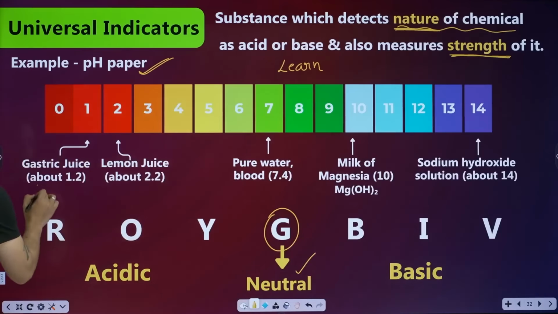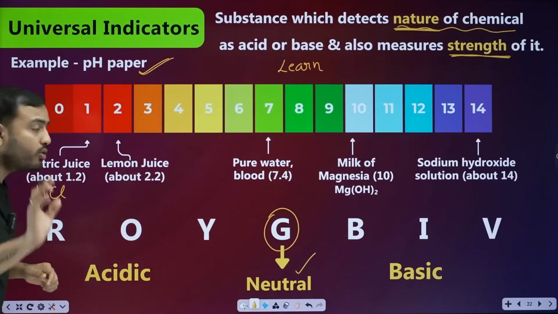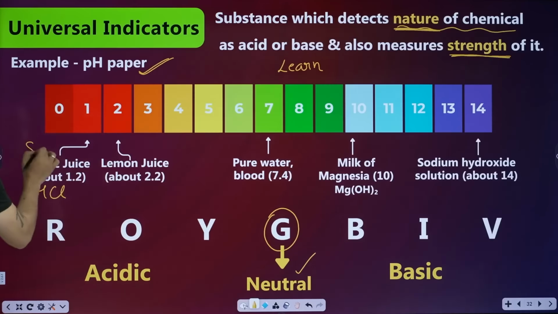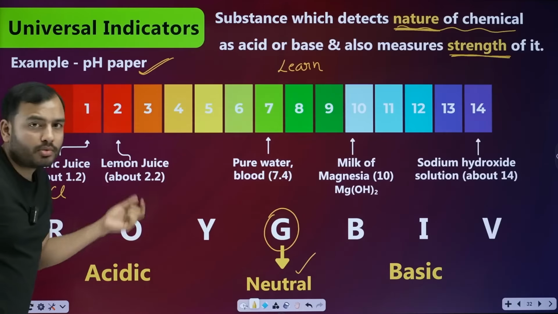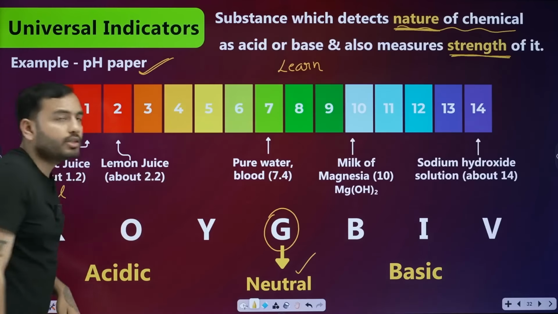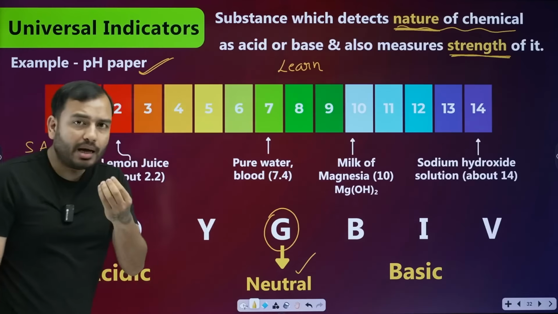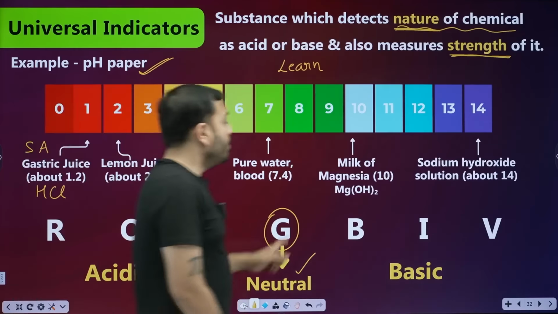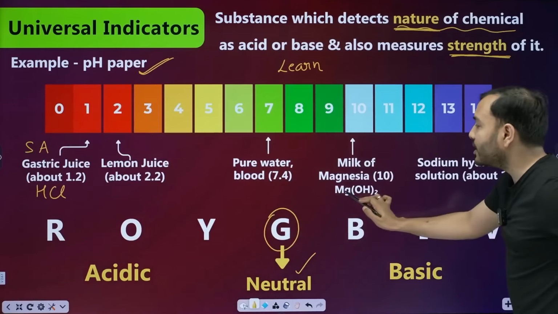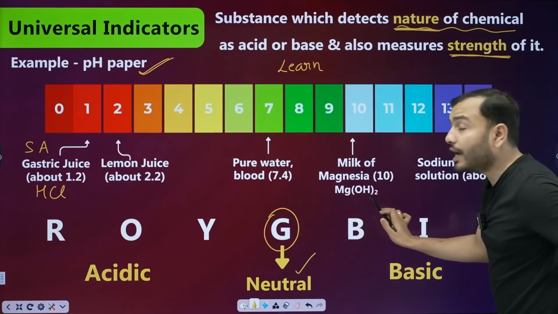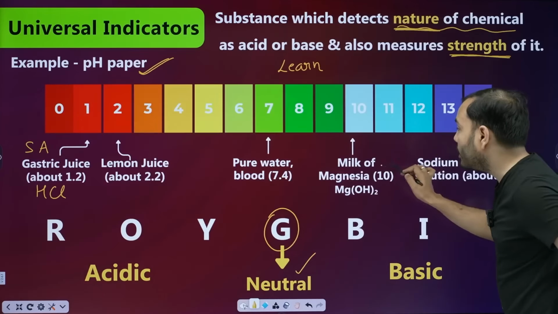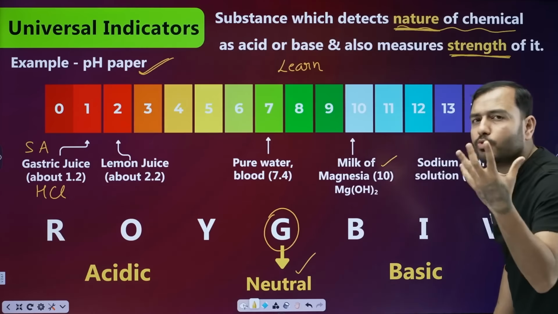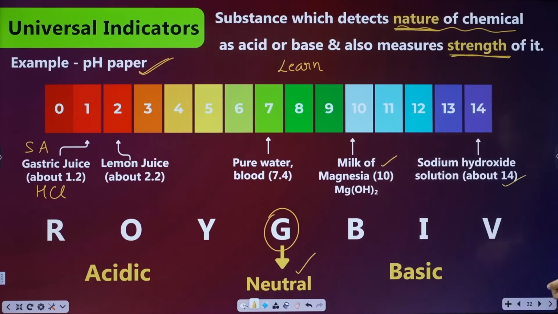There are some acids whose pH value you should remember. First, gastric juice. This is hydrochloric acid. Its pH is 1.2. Very strong acid. Next is lemon juice. This is also quite strong, about 2.2. Next is pure water or blood. Its pH is 7.4, nearly 7. Milk of magnesia means magnesium hydroxide. Metal hydroxide is a base. What is the pH value? 10. Next is sodium hydroxide, one of the strongest bases. What is the pH? 14.